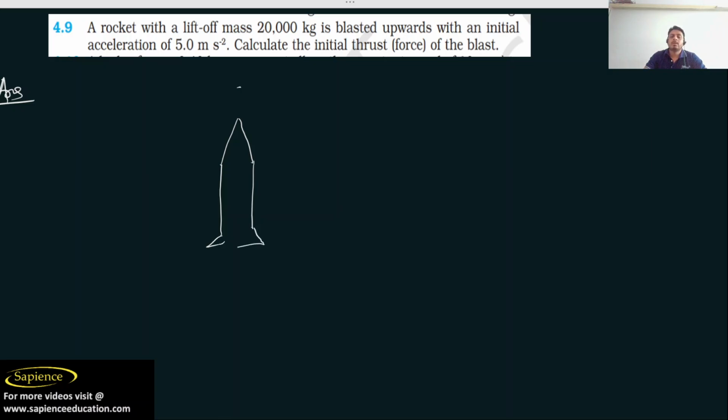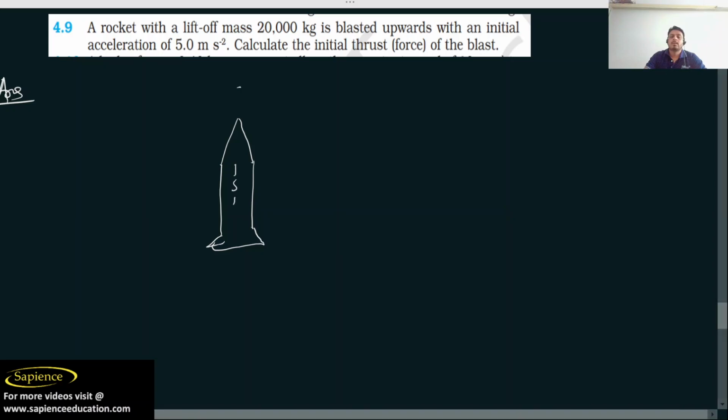Yeah, it's question number 4.9. A rocket with a lift-off mass of 20,000 kg is blasted upward with an initial acceleration of 5 meter per second square. Calculate the initial thrust force of the blast. What is the situation here? We should try to understand. Suppose this is your rocket, an ISRO rocket, okay.